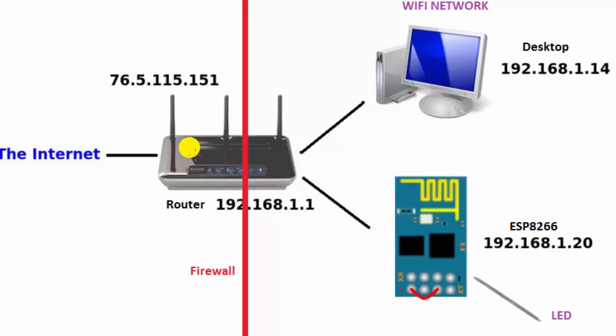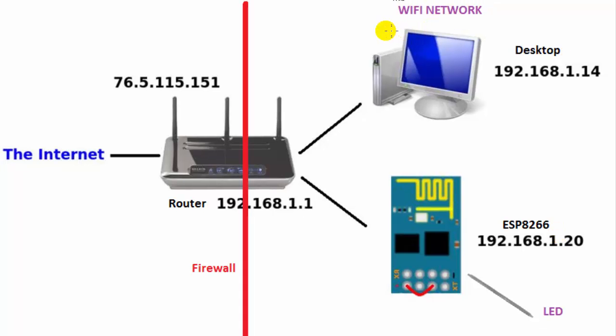Inside your home you have a router, and the router is connected to the internet. The router sets up a Wi-Fi network, and many devices inside your house are connected to the Wi-Fi. So if you make a sketch on your computer, you can upload the sketch over the Wi-Fi to your ESP8266 module. This video is about sending a sketch over the air on the Wi-Fi side.